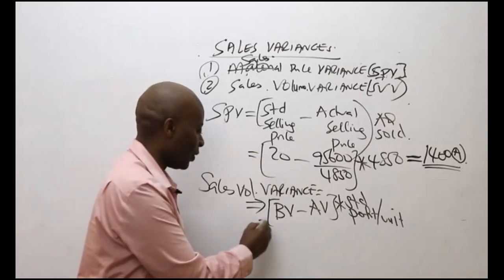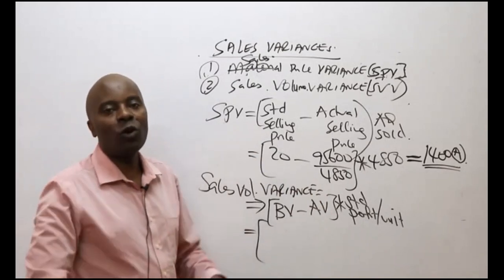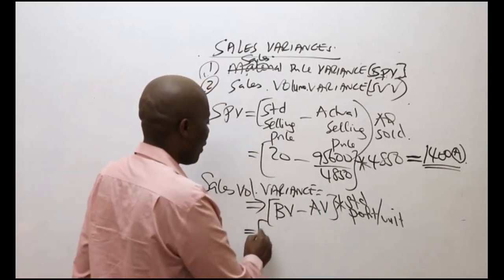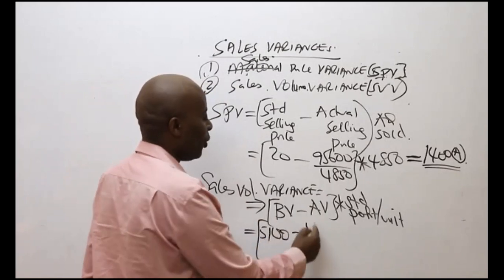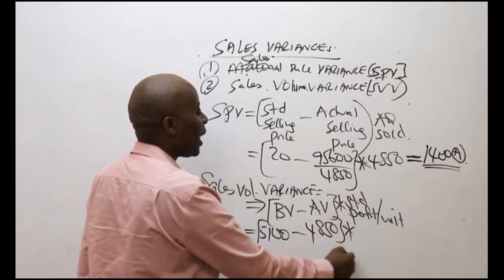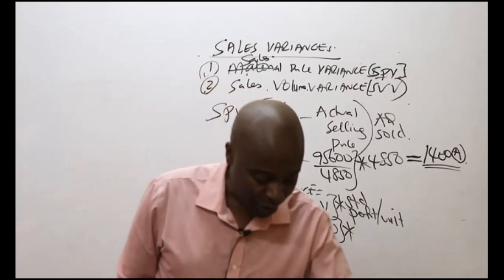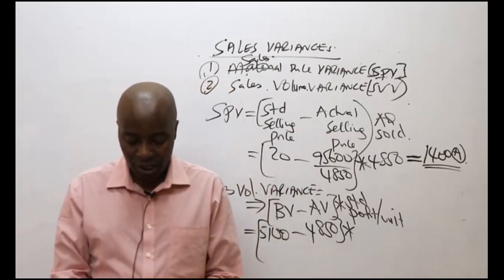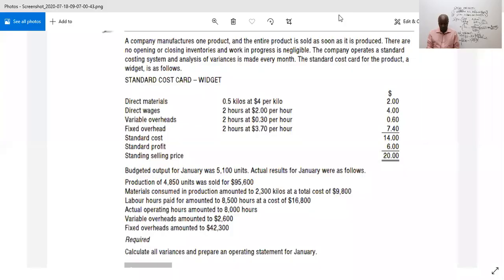So come and give us the budgeted volume, the volume of production. The volume which we're planning to produce was 5,100 minus the actual volume, which is 4850. From the standard card, is there somebody who is able to see the standard profit per unit? Somebody talk to me. By talking to me like this, you could very easily get a present. So standard profit per unit, what do we have there, somebody?